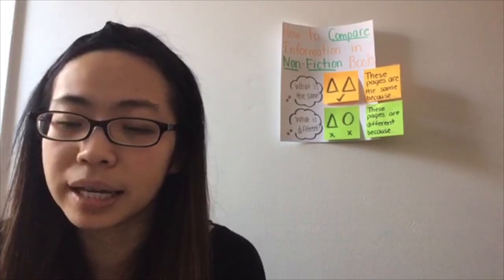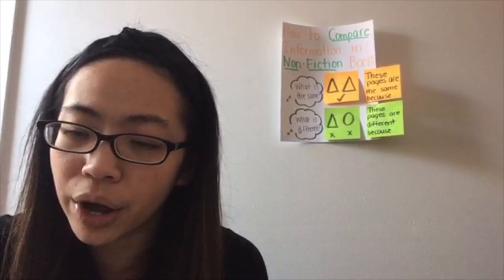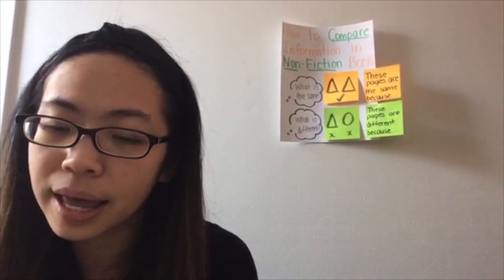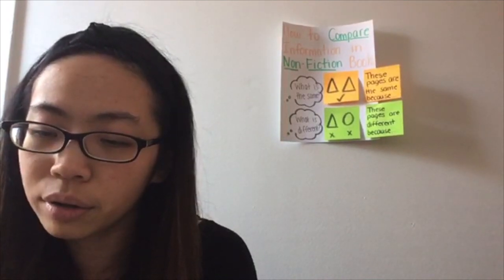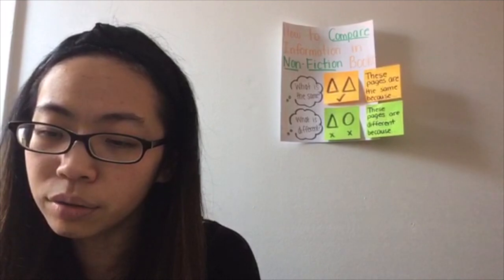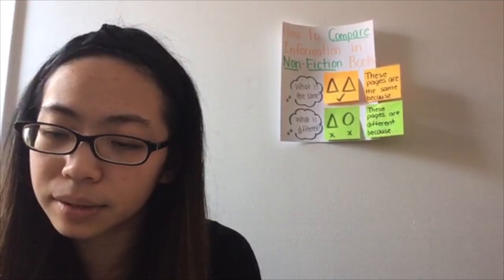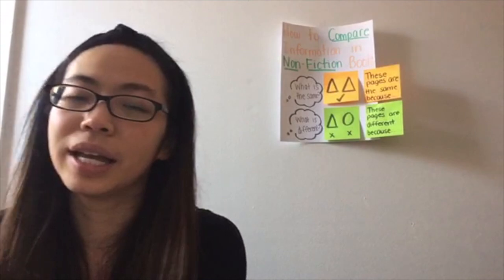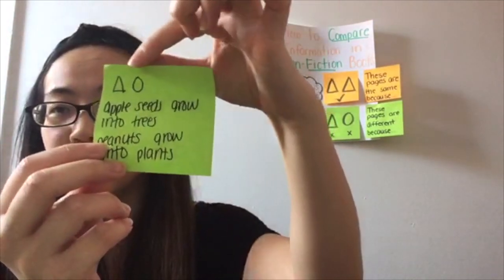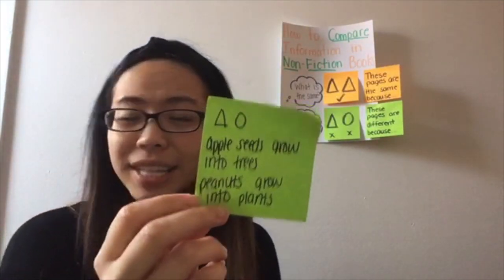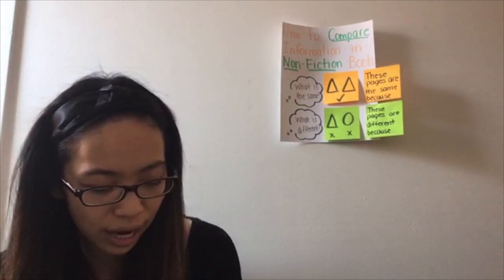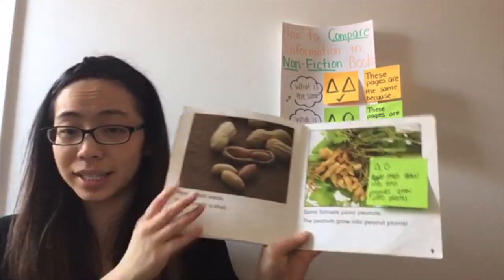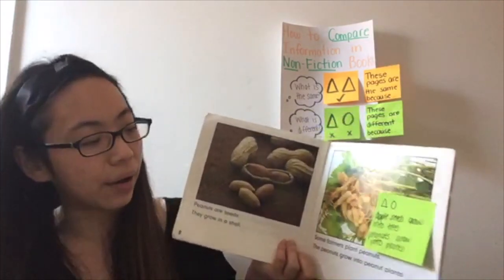These pages are different because apple seeds grow into trees and peanuts grow into plants. Just like that. So I have a triangle and a circle to show that they are different, and I'm going to put that right here to show that on this page I found a difference between the pages. Okay, let's continue reading.